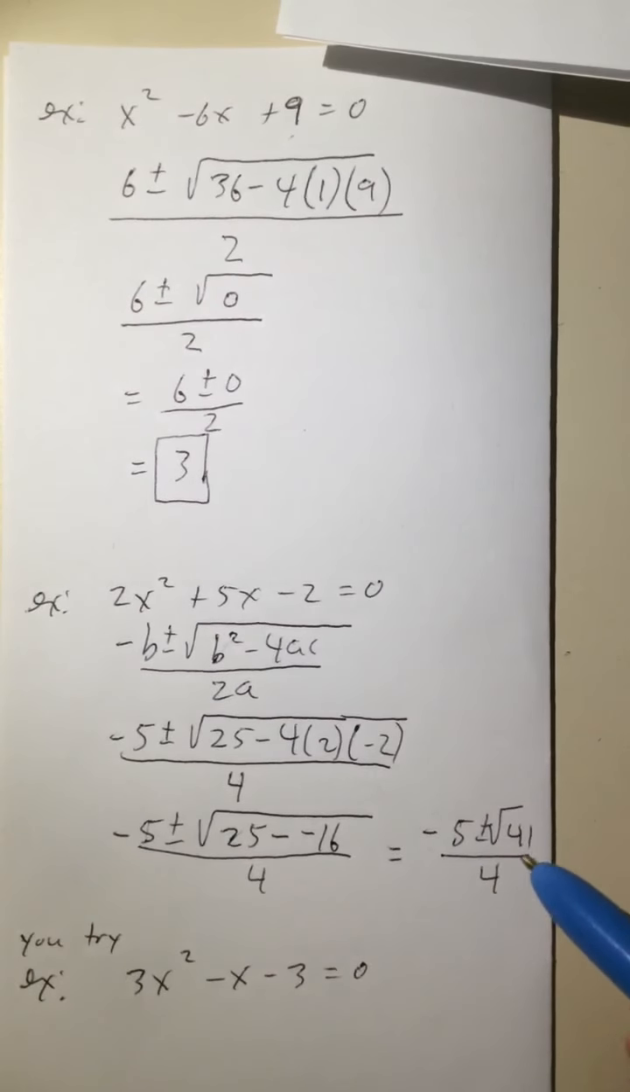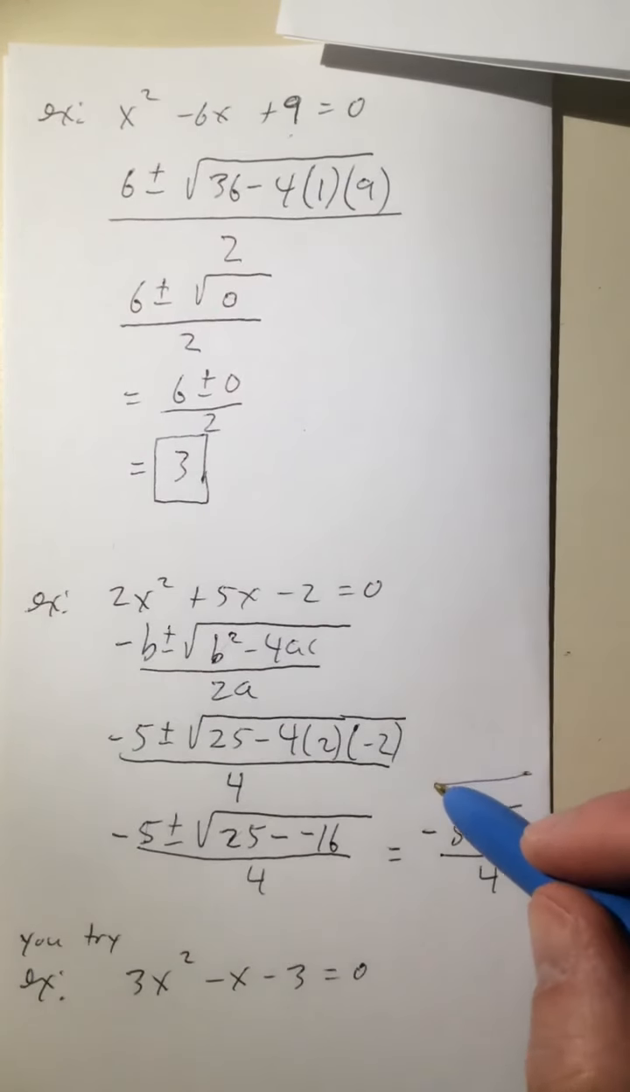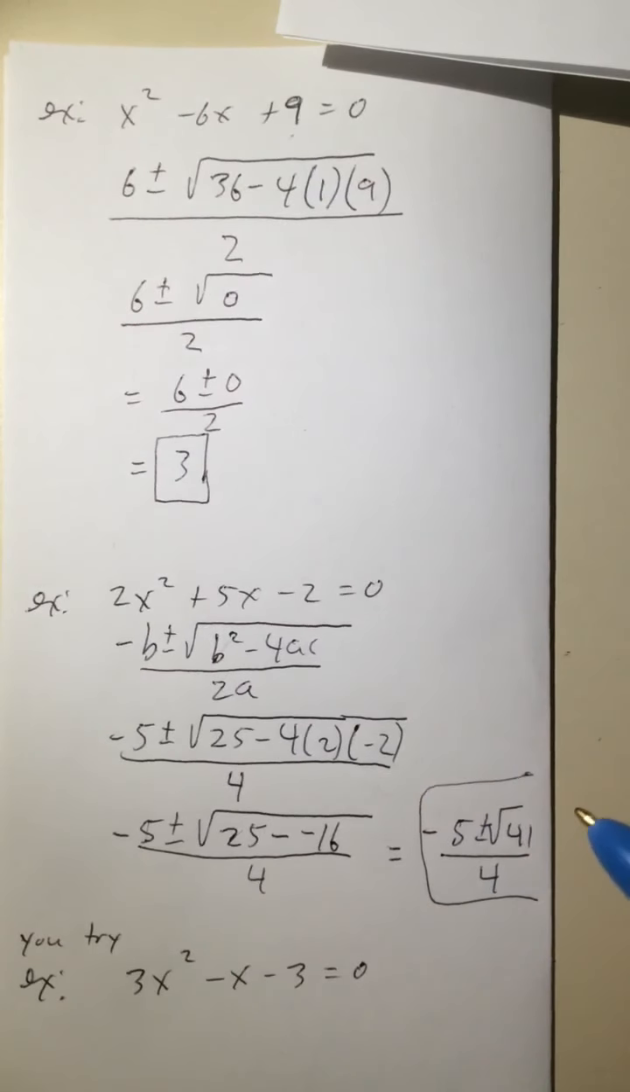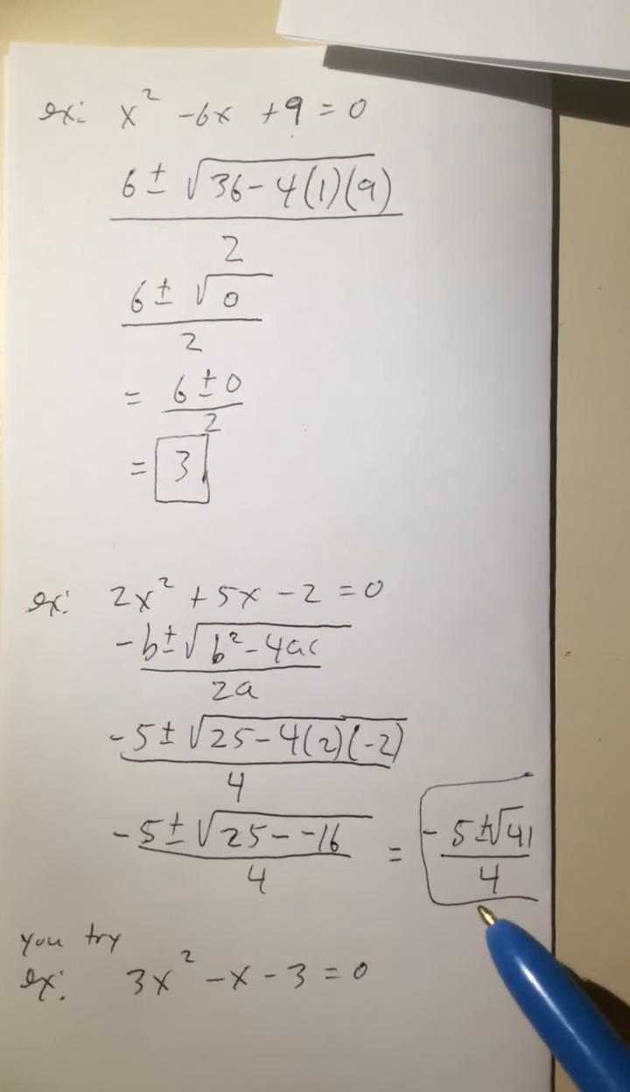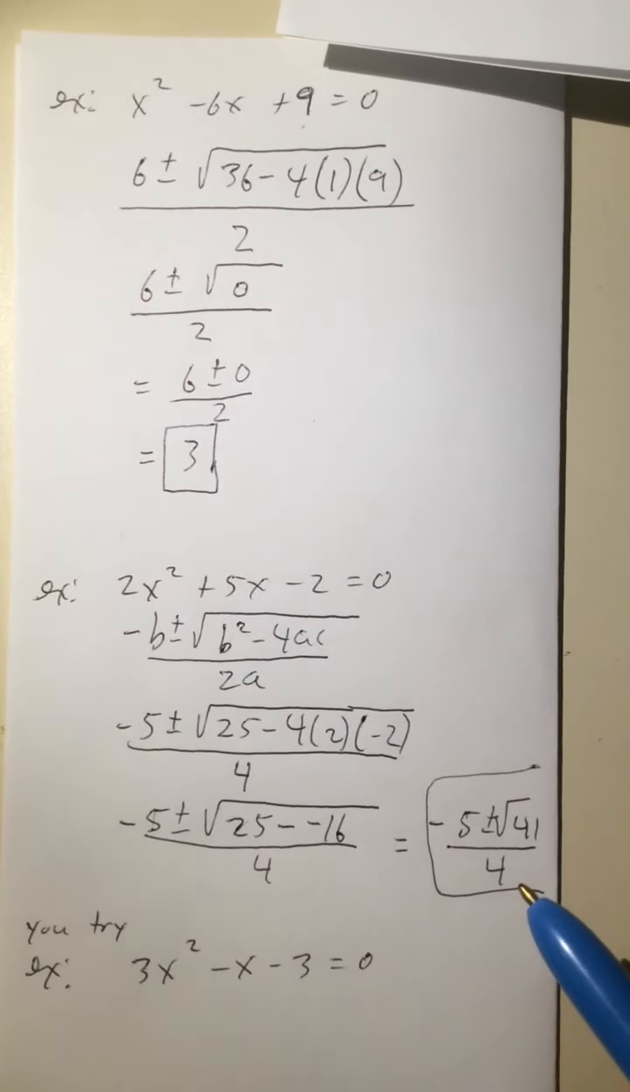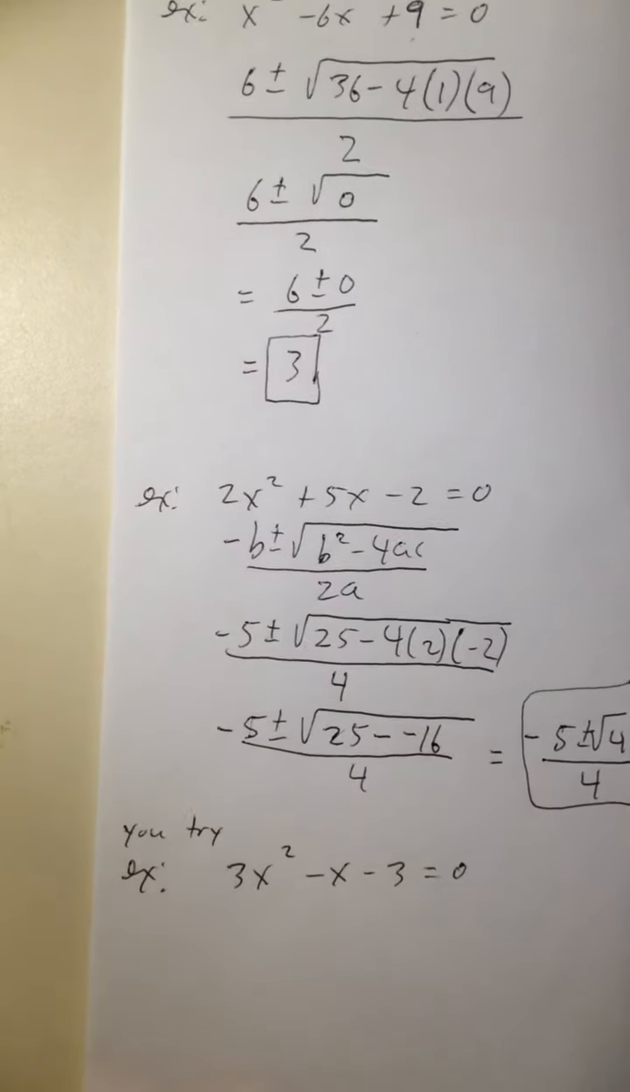And of course the square root of 41 is not simplifiable because there are no perfect squares that go into 41. So there we have our answer, which again is really just two answers. It's -5 plus the square root of 41, whatever that is, divided by 4. And it's -5 minus the square root of 41 divided by 4. And those are your two answers right there. Looks kind of ugly, but it is the way it is.